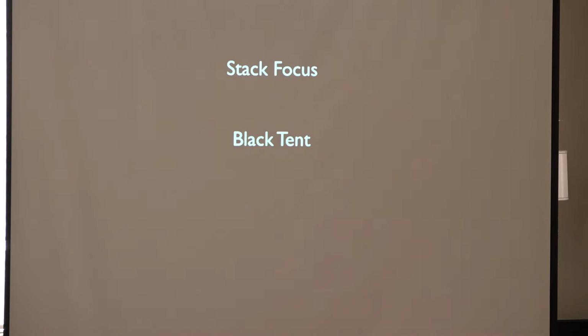Black tent, I mean, I knew about this. It's how you get rid of reflections. You totally surround an area in black velvet up above. You have your light up there, and it cuts out all the reflections, unlike, well, it's getting better over there, reflections in that surface. So black tent, stack focus.